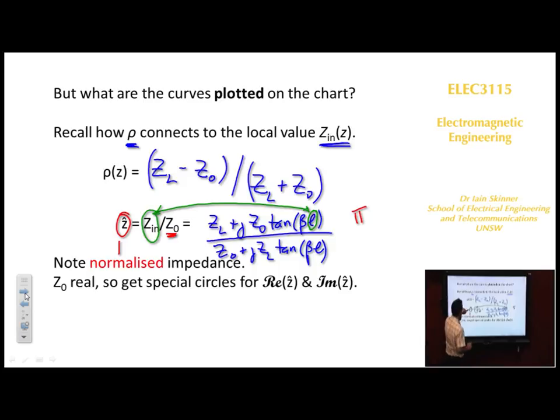This value, Z hat, is a complex number. We get special circles for the real part of Z hat and the imaginary part of Z hat. See, it's a complex number. Z hat is an element of C, so it has real and imaginary parts. Where the real part and the imaginary part are constant, they form a family of circles, which is what I'll show you next.